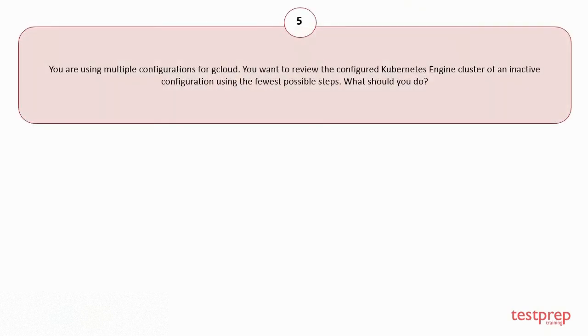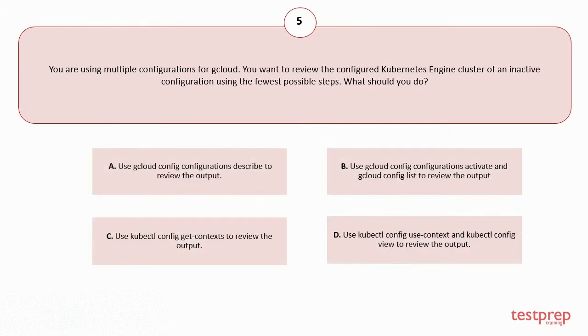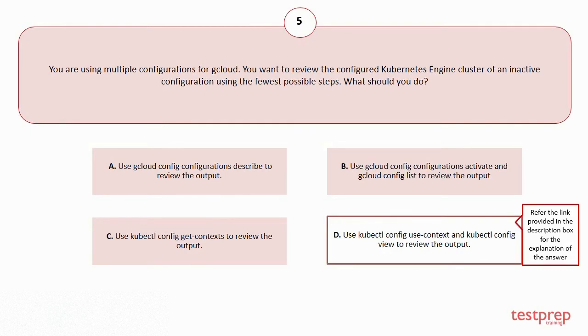Question number 5. You are using multiple configurations for a cloud. You want to review the configured Kubernetes engine cluster of an inactive configuration using the fewest possible steps. What should you do? Your options are: A. Use the following configurations described to review the output. B. Use the following configurations activate in this list to review the output. C. Use the following get contexts to review the output. D. Use the following use context in this view to review the output. The correct answer is option D.